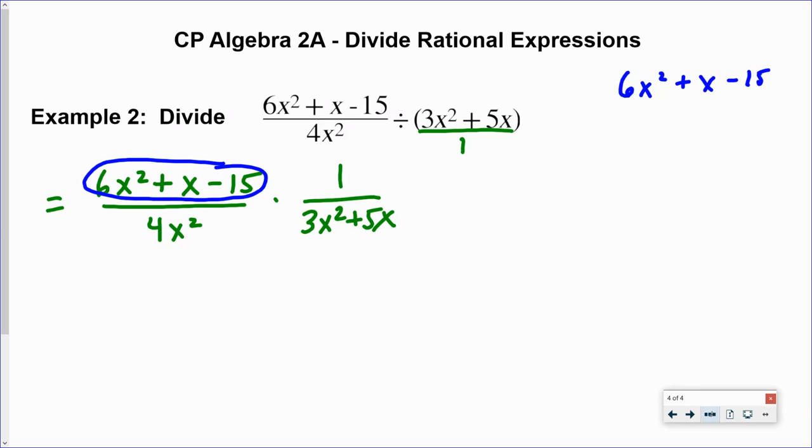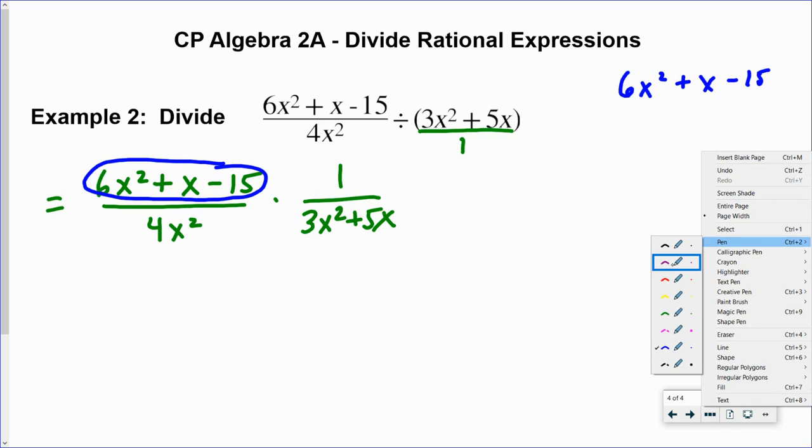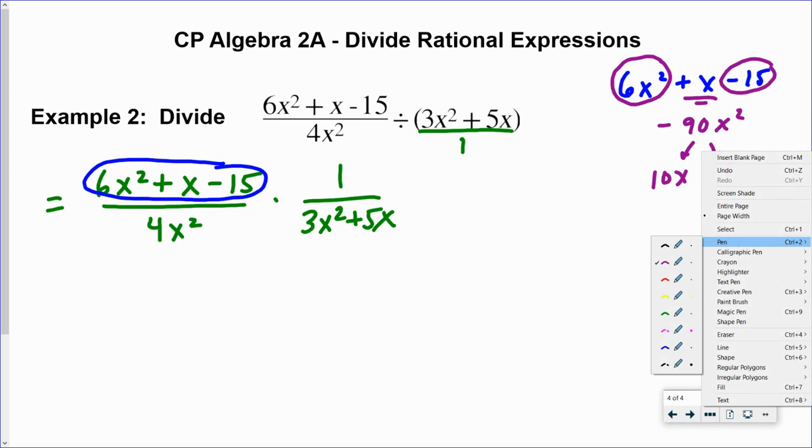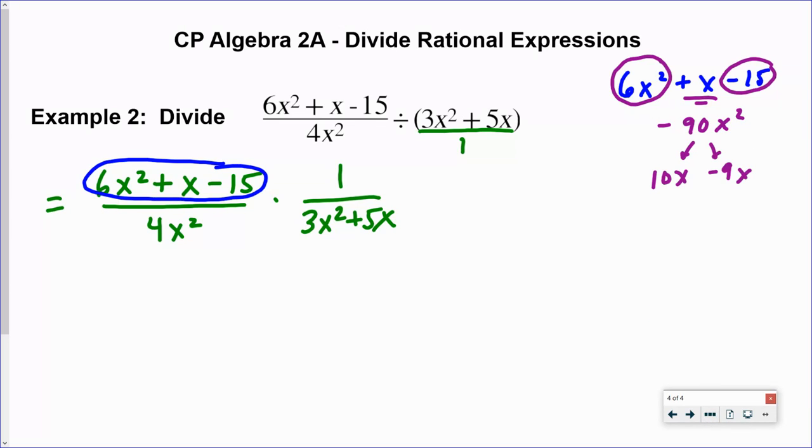So to do this, I'm going to multiply the quadratic term times the constant term, which gives us negative 90x squared. Now I'm going to be looking for factors of negative 90x squared that add up to x. Those factors are 10x and negative 9x. Now we have all the pieces that we need to construct our area diagram.